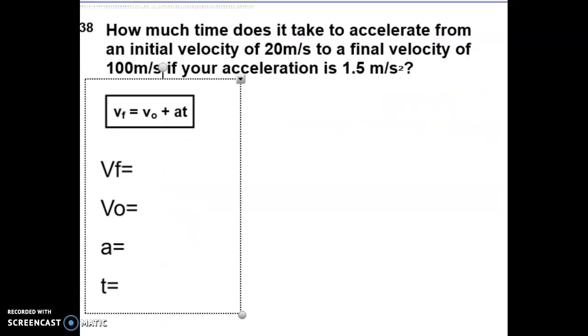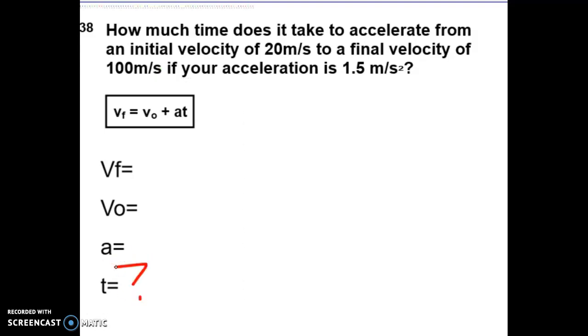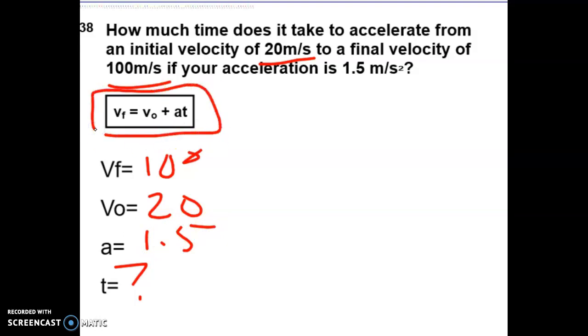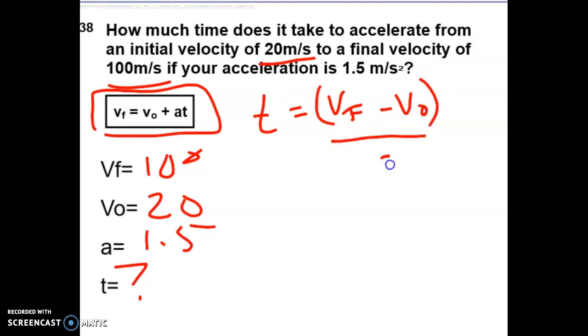All right, in our next problem, we're going to look for how much time it takes. So we're going to say time is equal to question mark. If we accelerate from 20 up to 100, and the acceleration is 1.5. So really, we're going to have to modify this equation right here, and I'm going to solve it for time. So time will be equal to (VF minus VO), I like to put it in parentheses up top, all over A.